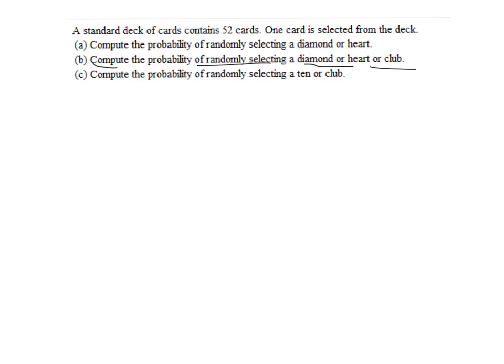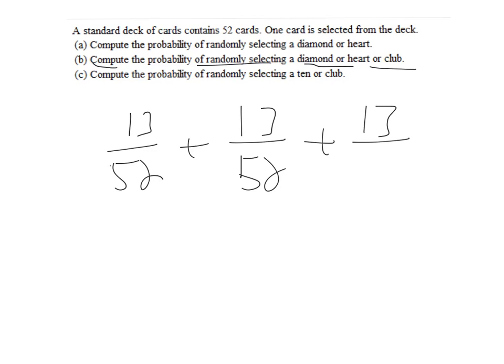Again, those are mutually exclusive events. They can't happen at the same time. So 13 out of 52 for the diamond, 13 out of 52 for the heart, plus 13 out of 52 for the club, which I believe is 3/4 if we do the reducing, so 0.75.